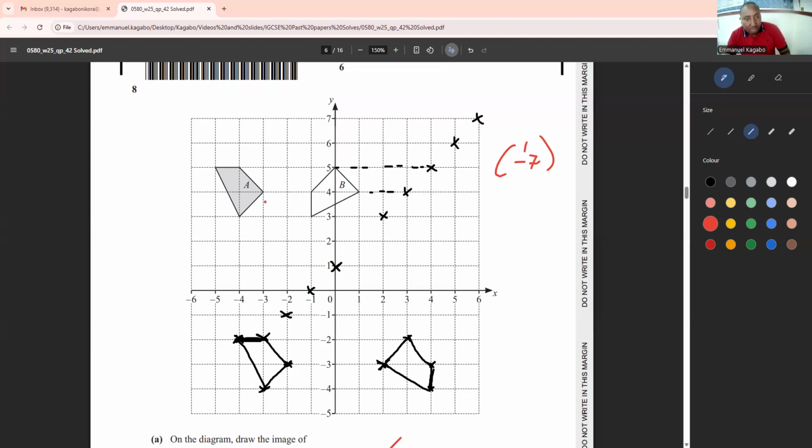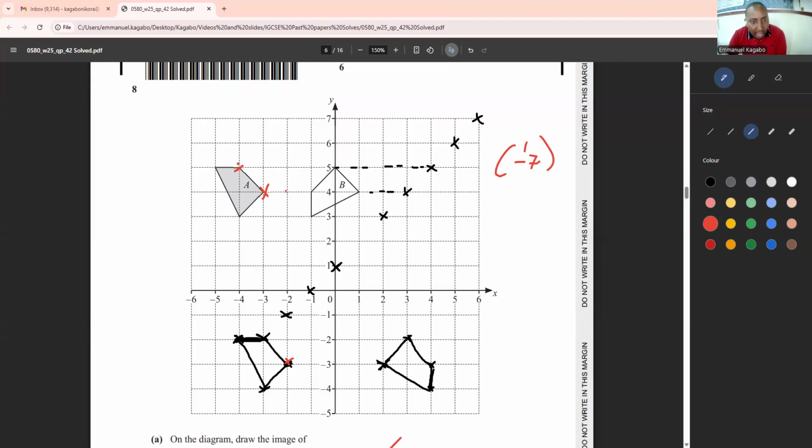So I'm going to do one, then you can follow the same steps. Let me go with this one, okay? How many steps do I move? 1. Then how many steps do I move down? 7. 1, 2, 3, 4, 5, 6, 7. You see the point? That's why I have this point here.